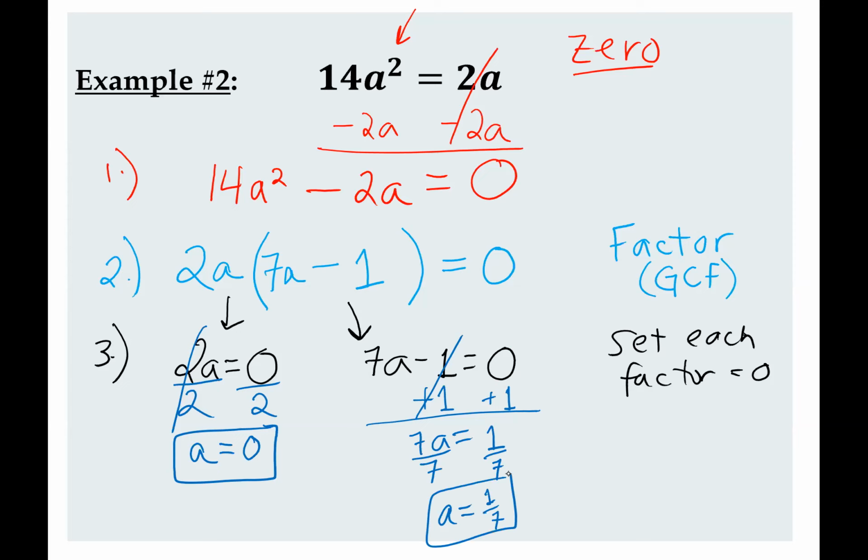Okay, so it looks like we have our two solutions. A equals 0 and a equals 1/7. So I'm going to write my solution set. I'll write some squiggly brackets here, and then I'll write 0, comma, 1/7. Close the brackets. Now, step 4 we haven't done yet. Let's go over and check our answers, kind of like how we did before for our previous problem. And I'll take us to the whiteboard to do that.